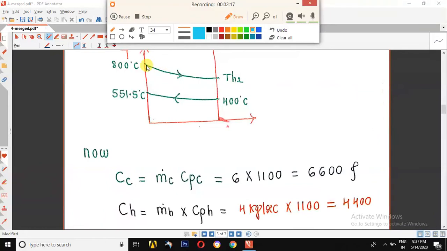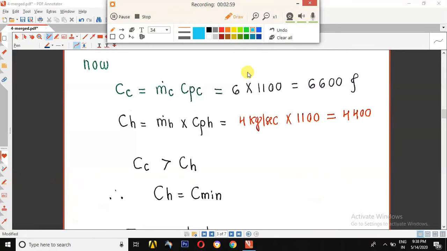Counterflow heat exchanger. Here, both the fluids are flowing in the opposite direction. The heat transfer takes place from hot fluid to the cold fluid. Therefore, the temperature of the cold fluid will increase. The initial temperature of the cold fluid is 400 degrees Celsius and the final temperature of the cold fluid is 551.5 degrees Celsius. The inlet temperature of the hot fluid is 800 degrees Celsius and the final temperature of the hot fluid is TH2. TH2 is always lesser than 800 degrees Celsius.